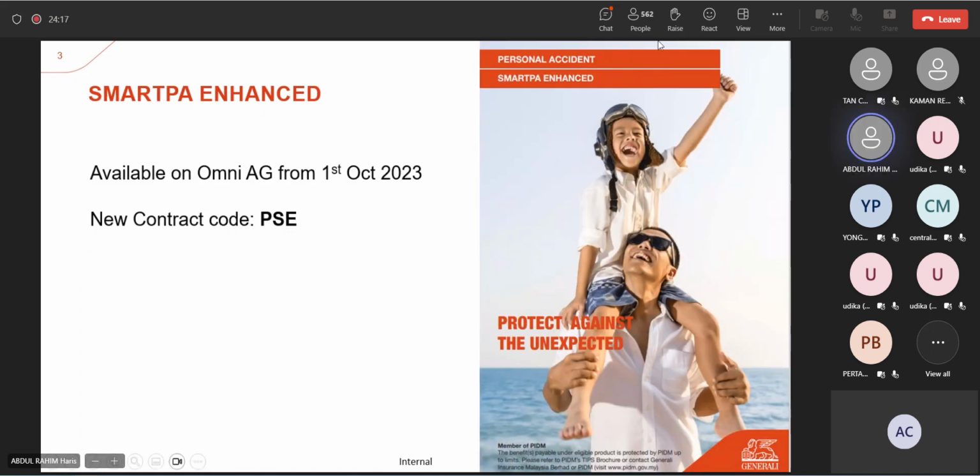Right. So it is on Omni AG on 1st October. The contract code for this in the system policy M is PSE, just for your information. So on the right, you can download the brochure. This is the cover of the brochure for Smart PA Enhanced.